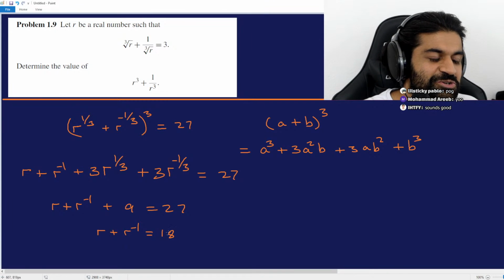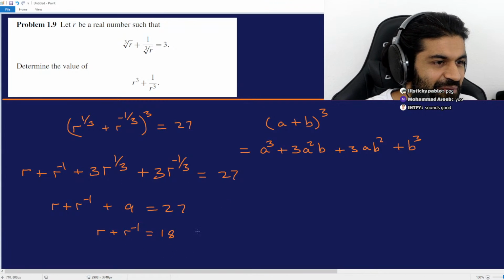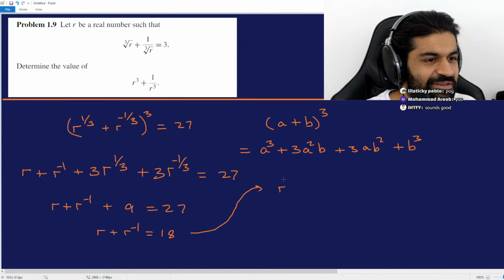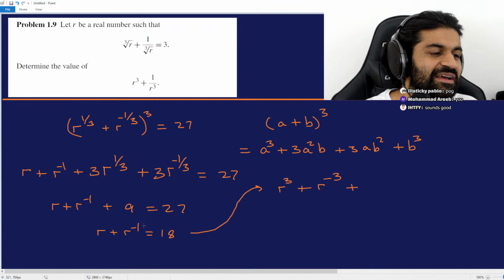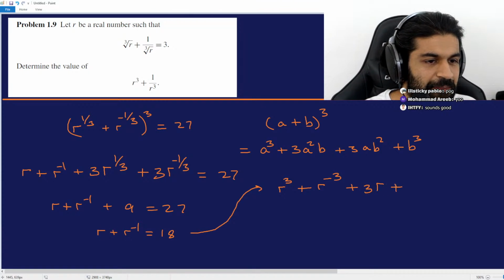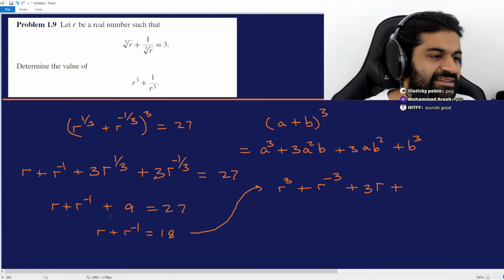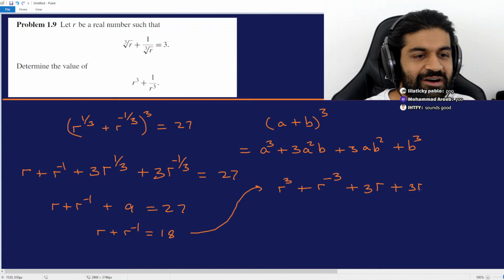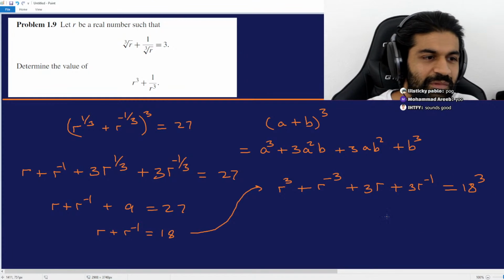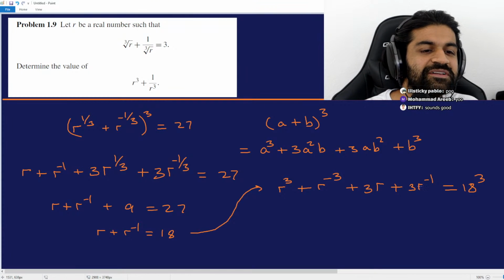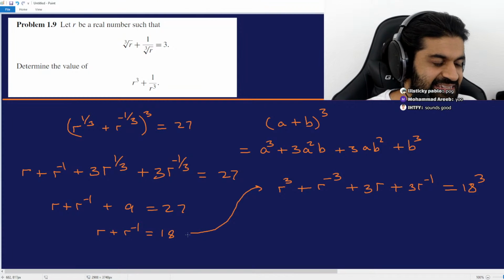And then you could try cubing this again and recursively solve the problem. So if you cube this again, you would get r cubed plus r to the negative 3, which is good news because those are expressions that occur above, right? Plus 3 times r squared times r to the negative 1, which is just 3r, plus 3 times r to the negative 2, which is just 3r to the negative 1, which is equal to 18 cubed, right? And so, once again, r plus r to the negative 1 we know is 18, right?